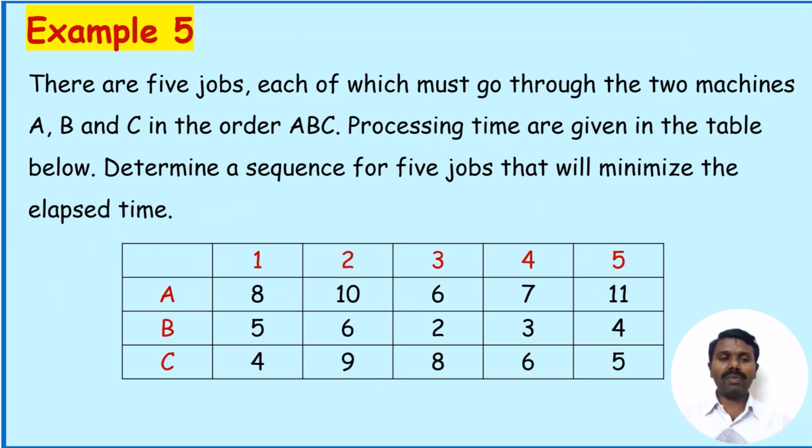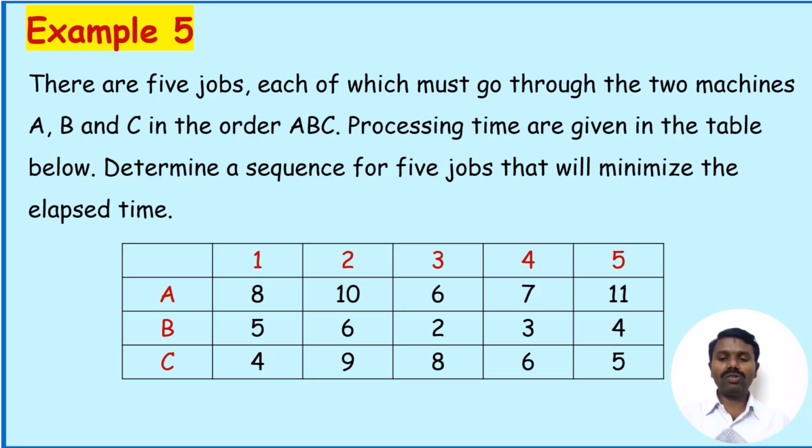Let us see one problem. There are 5 jobs, each of which must go through the 3 missions A, B and C in the order A, B, C. Processing times are given in the table below. Determine the sequence for the 5 jobs that will minimize the elapsed time. So here there are 3 missions: A, B, C.